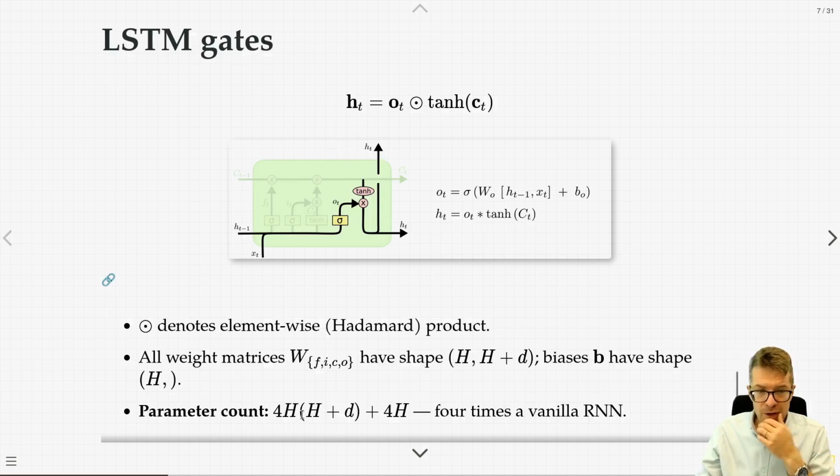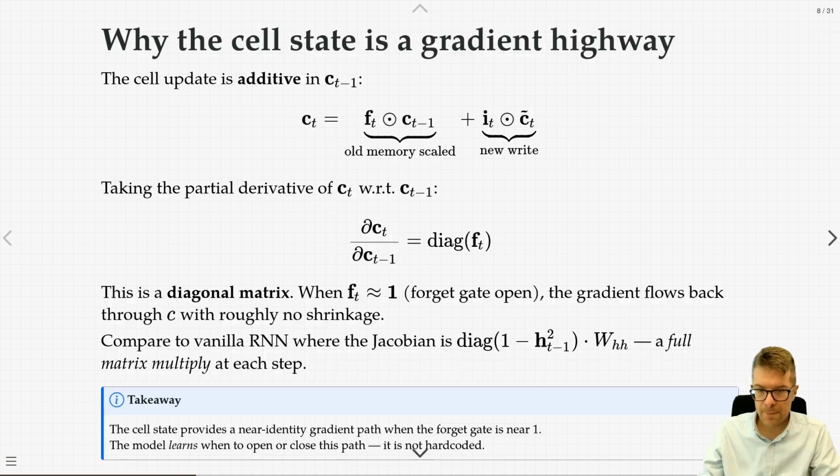So we have all of these new weight matrices, and speaking a little bit loosely here, each of these will have the shape h multiplied by h plus d. The new parameter count is 4 times h times h plus d, plus 4h, which is on the order of 4 times vanilla RNN. So all of this new capability and these problems we've theoretically solved, so far only theoretically, come at the cost of 4 times more parameters, which again has challenges.